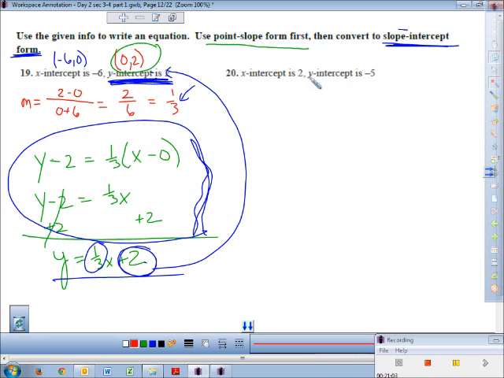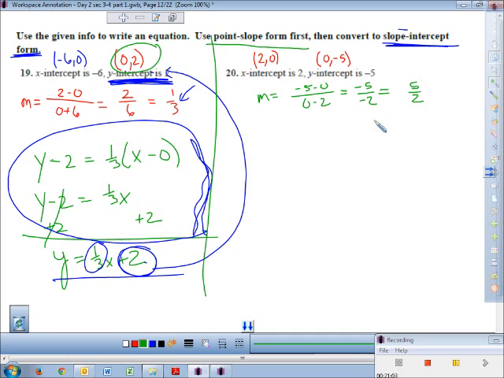Here the x-intercept is 2. Write that as an ordered pair. That means y is going to be 0. It's the old opposite game again. And the y-intercept is negative 5, so that's the ordered pair 0, negative 5. First thing we need, a slope. So m will equal this over this, which is a negative 5 over a negative 2. And guys, you can't leave a fraction like that. You can't have a negative over a negative. That's a positive, so make sure we're simplifying. You know that negative over negative is positive, so simplify that.